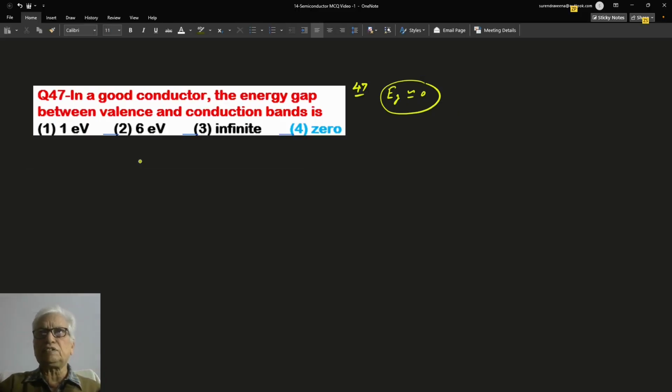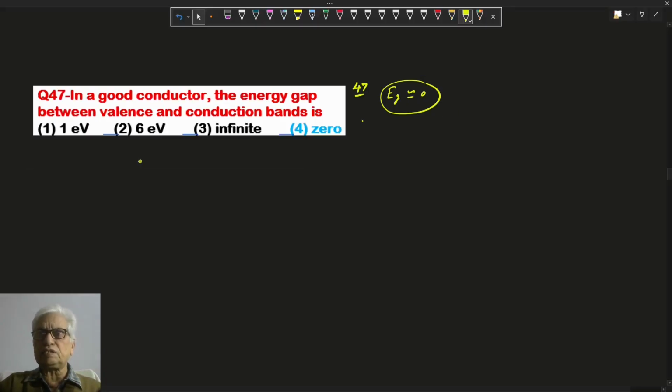In this question 47, for a conductor, electrons are mostly available in the conduction band, so the energy gap between the conduction band and the valence band is approximately 0. So option 4 is correct.